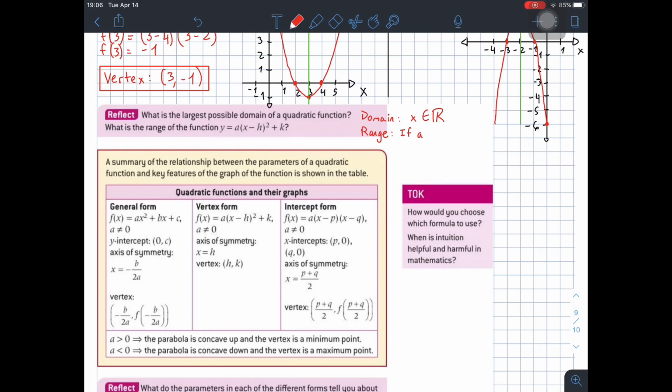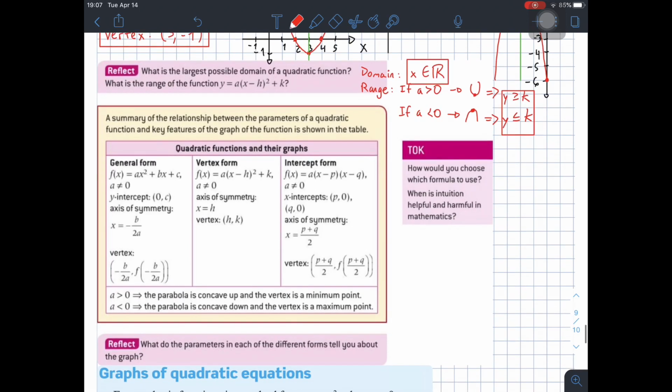So if a is positive, if a is greater than 0, that means that the parabola opens upward. That means that the vertex would be a minimum. So the range in this case would be y greater or equal than k, right? That'll be our range. But if a is less than 0, that's negative, the parabola would open downward. So we will have a maximum point over here. And that means that our range would be y less or equal than k, okay? So it all depends on the sign of a for us to be able to determine the range.